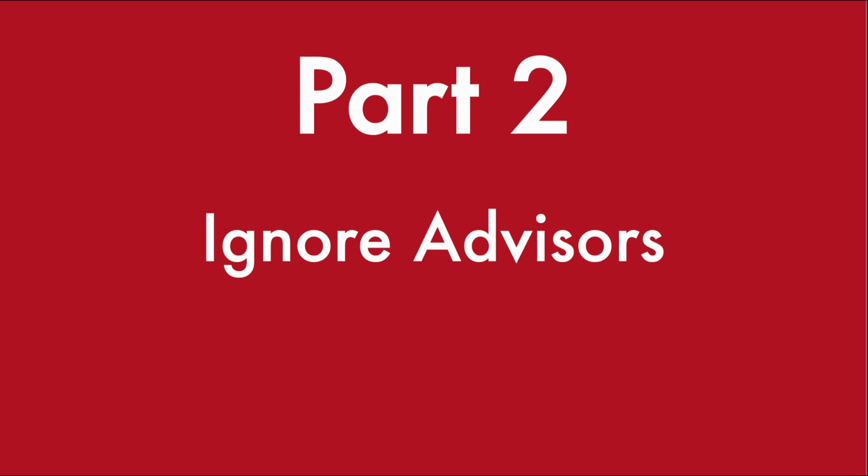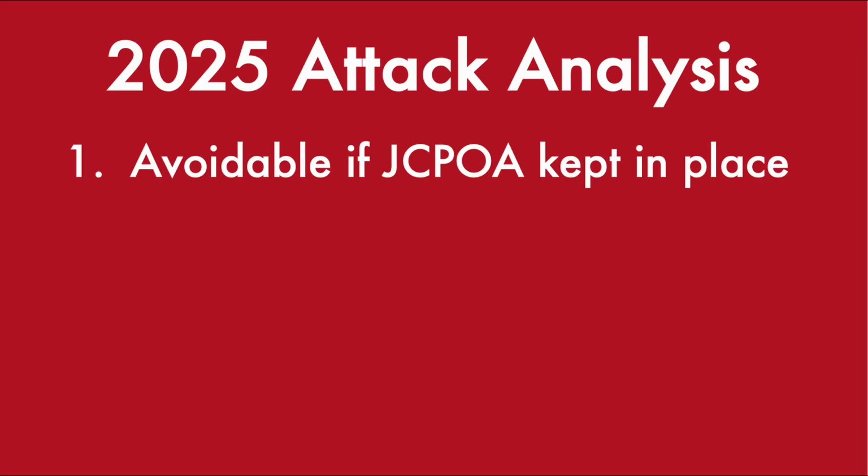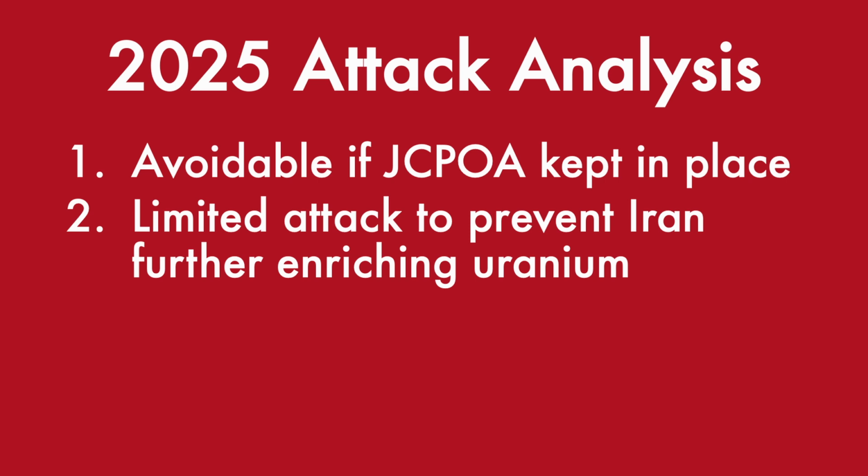Part 2. Ignore advisors. If Trump actually maintained the JCPOA, the 2025 attack might not have been necessary. But given that Iran enrichment did proceed after he tore up the agreement, the 2025 attack was reasonable and proportional to stop Iran from next building a nuclear weapon.